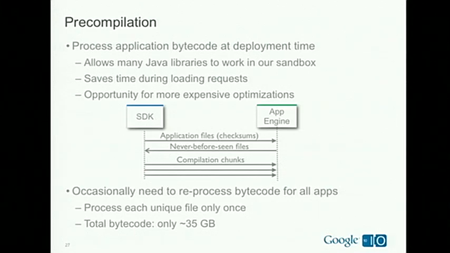But one really interesting requirement of precompilation is that we occasionally need to reprocess the bytecode for all applications. For example, if there's some new method that we need to be aware of or some new optimization we want to roll out, we need to process code for all 100,000 Java apps. So you might think that would be really slow and a lot of work and slow down our release cycle, but it turns out that we only need to process each unique file once across all apps. And luckily, many Java apps share most of the same Java libraries, so it's really not that much work. The last time we had to do this, the total amount of bytecode we processed was only about 35 gigabytes, which, when you consider we're using standard Google tools like MapReduce, is really not even enough data to register.